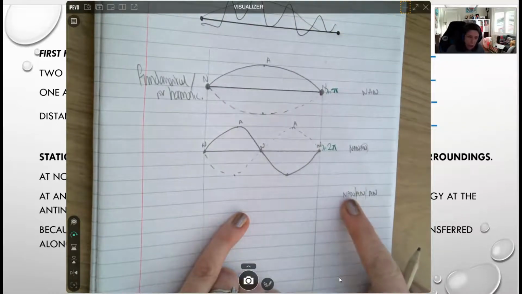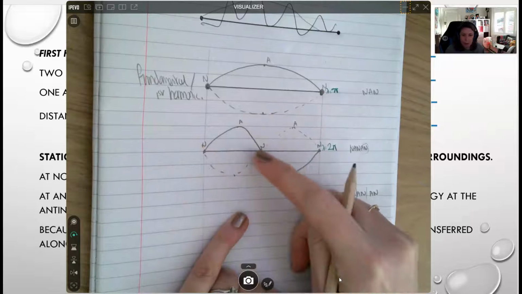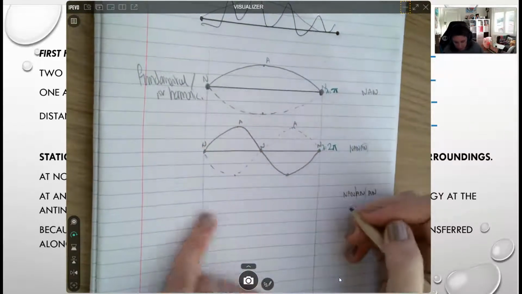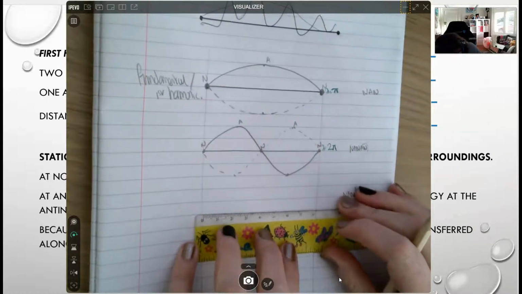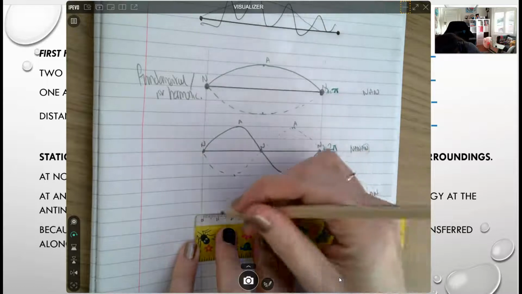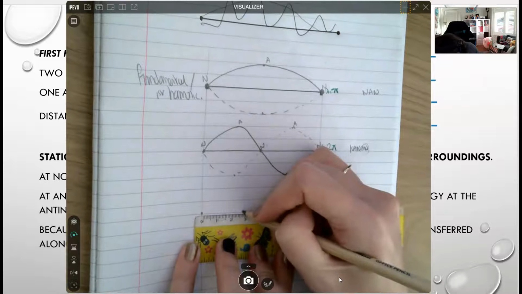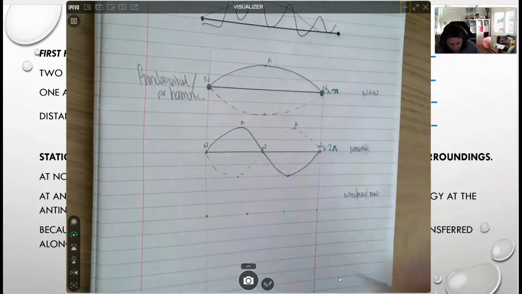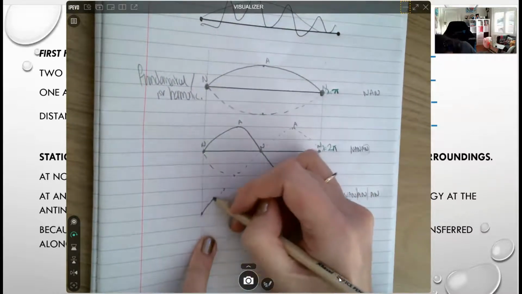So I've got 1, 2, 3, 4 nodes. Here I had 3, 1, 2, 3. Now I'm going to have 1, 2, 3, 4 nodes. So I need to, this is 8 long. So if I'm going to have 4, I'm going to have 1 there, there, there, and there. You can see me plotting out where I'm going to put them.